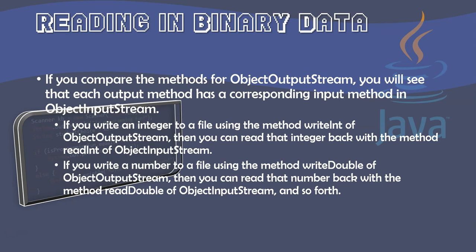So for example, we write an integer to a file using writeInt of ObjectOutputStream. Then you can read the integer back with the method readInt of ObjectInputStream. Similarly, if you write a number to a file using the method writeDouble, then you can read that number back with the method readDouble of ObjectInputStream, and so on and so forth for each of the corresponding types.